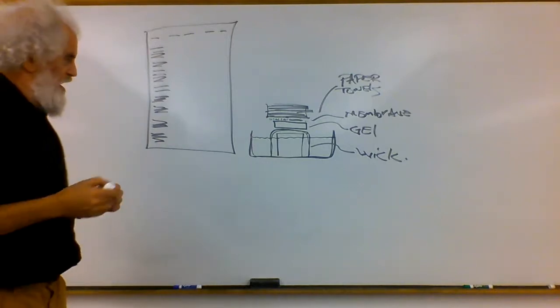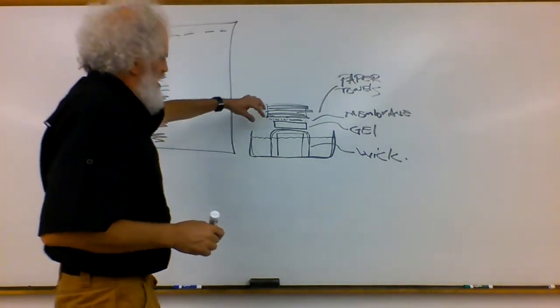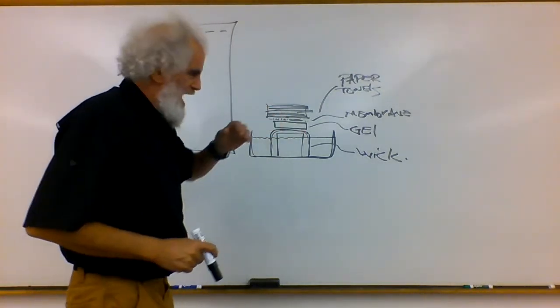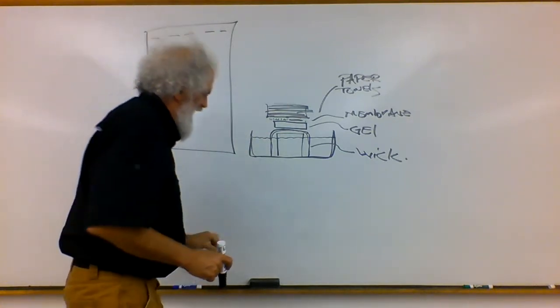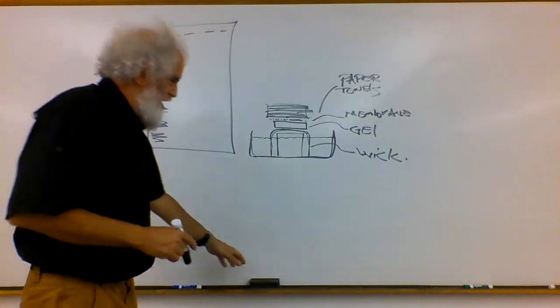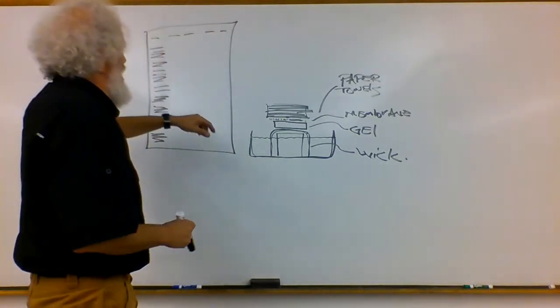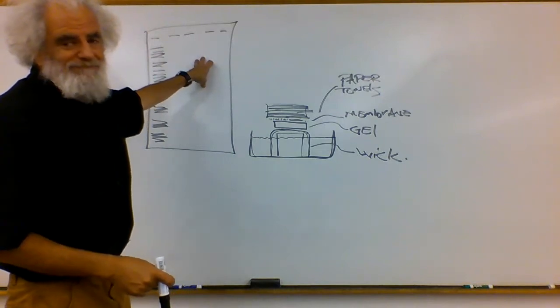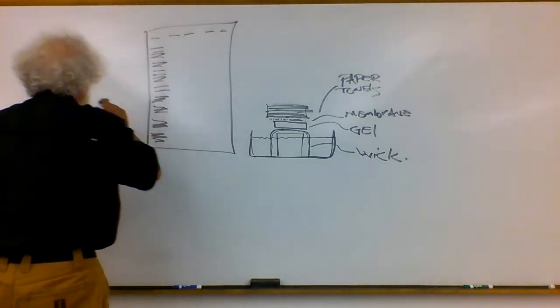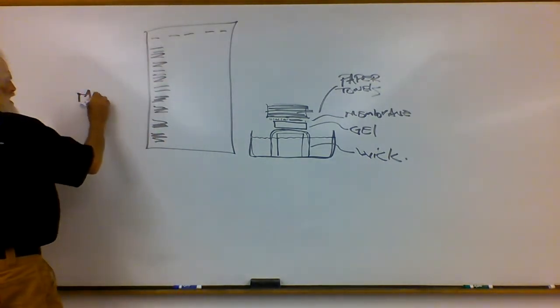Okay? So now, the next day, the gel is actually compacted. The paper towels are soaked, and when you disassemble this whole thing, you end up with a membrane that is an exact duplicate of your gel. So, this now is our membrane.